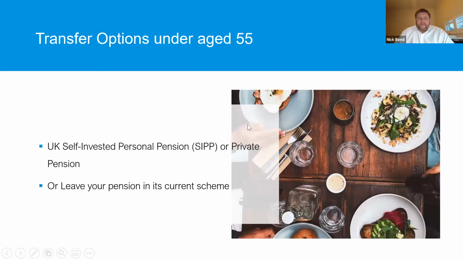So what are the options? So for those aged under 55, ordinarily what we would do is look to consolidate into a self-invested personal pension or a SIPP or a private pension. You can't transfer to Australia until you reach age 55, but John will come on to that in a bit more detail in a few slides' time. So yeah, that's the option: consolidate, or simply leave it where it is. The current scheme may be perfectly suitable to meet your goals.